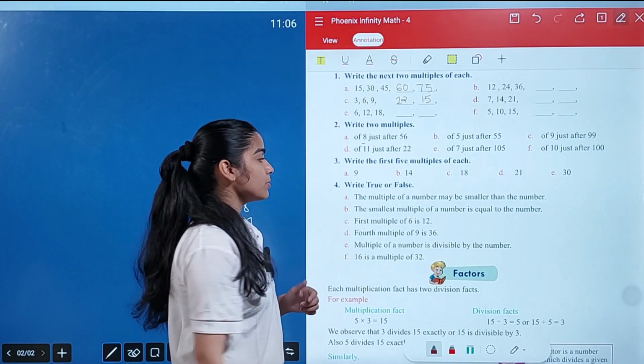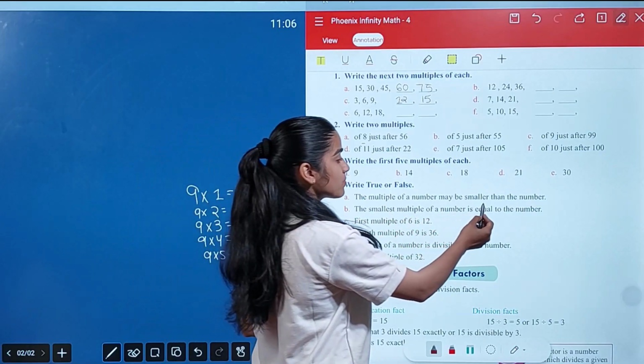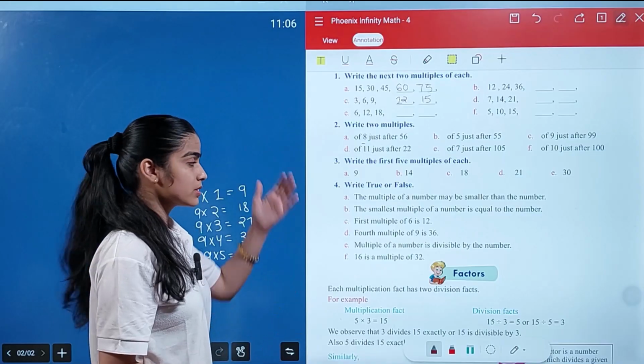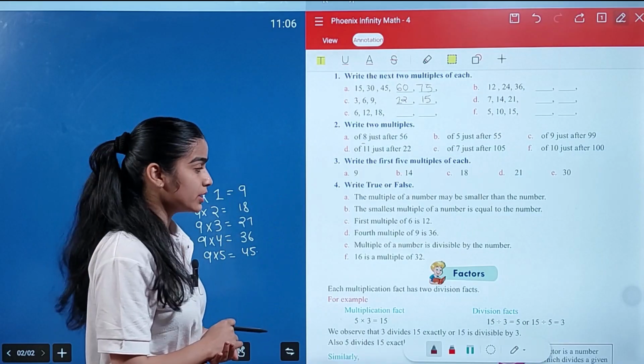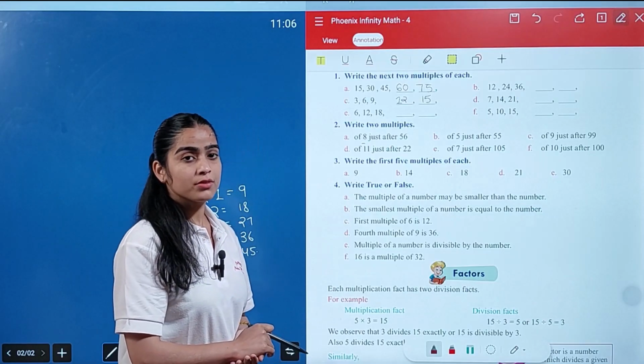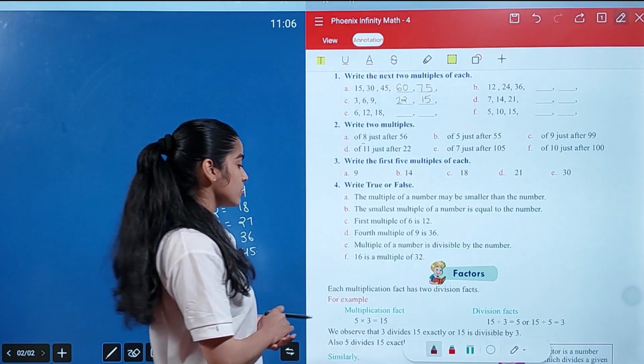Now you have to tell me, right, true or false. The multiple of a number may be smaller than the number. So it could be smaller or greater. We already learned this in our properties of multiples. Now you have to read the rest of the sentences, you have the rest of the information, and then you have to classify them as true or false on your own.